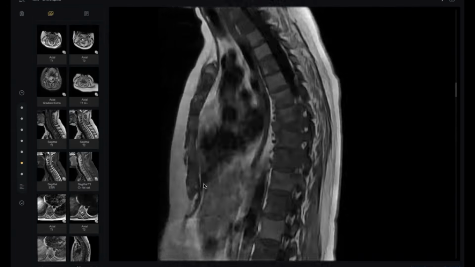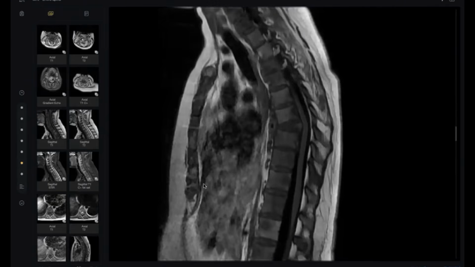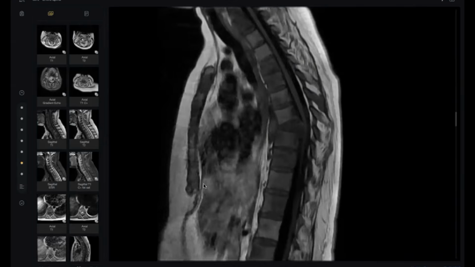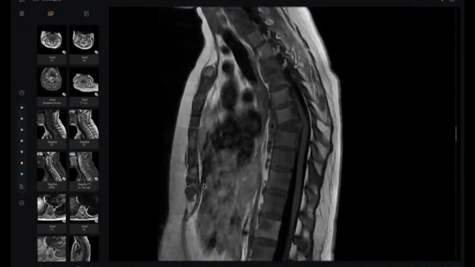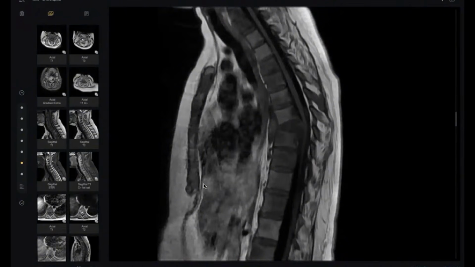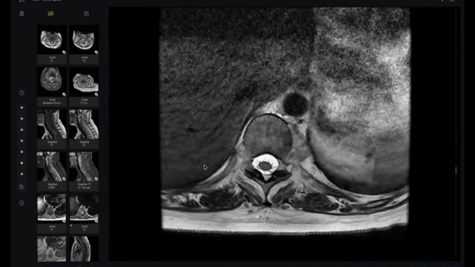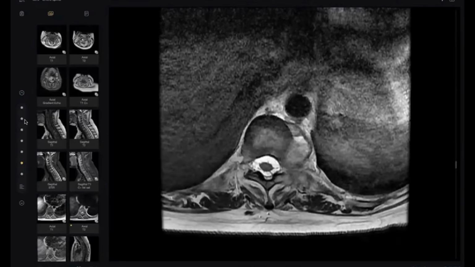Excellent. What is the name of this sign? Gibbus deformity of the spine. Okay. When you see gibbus deformity, what should you exclude from the MRI? Metastatic lesion or spinal cord compression. Excellent. Thank you, doctor, so much.